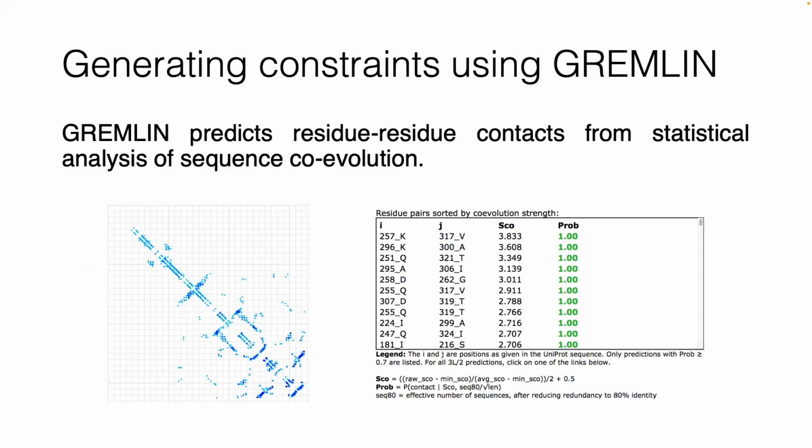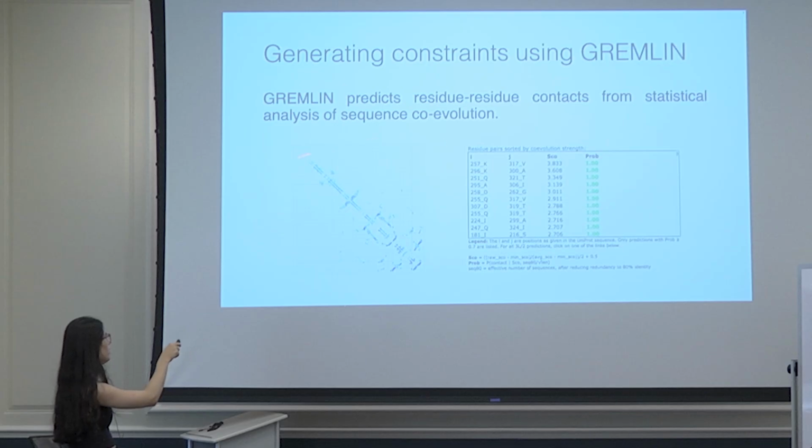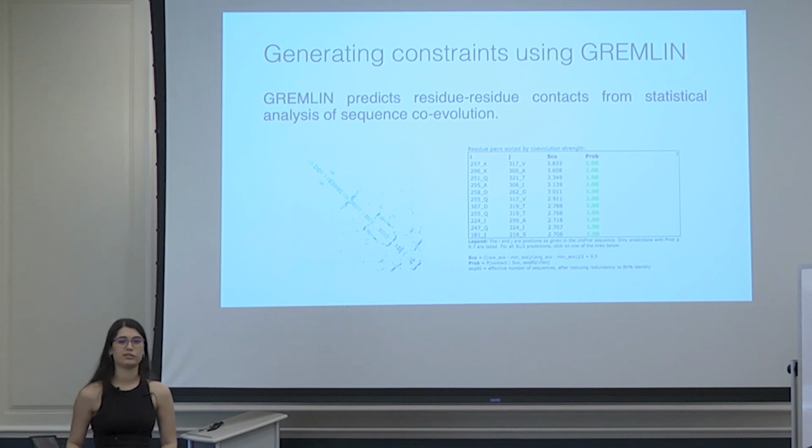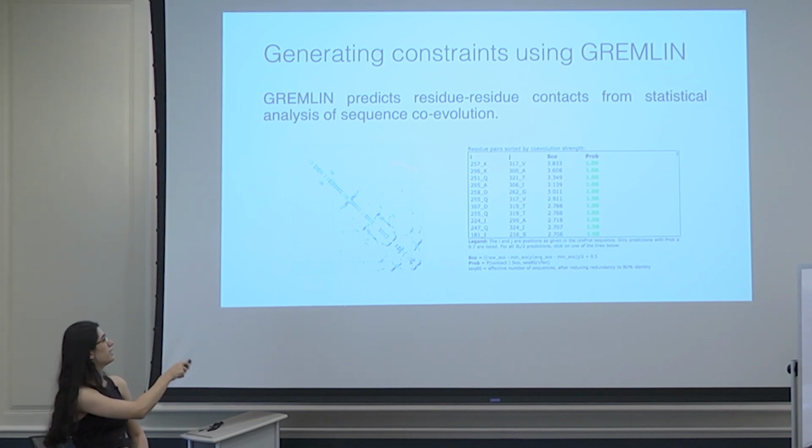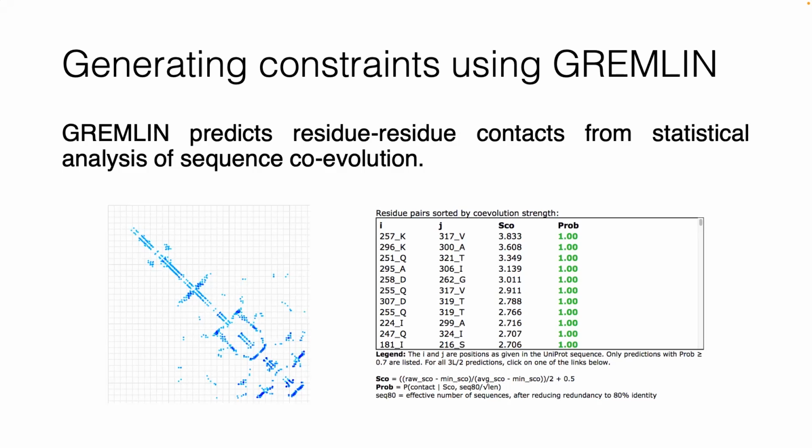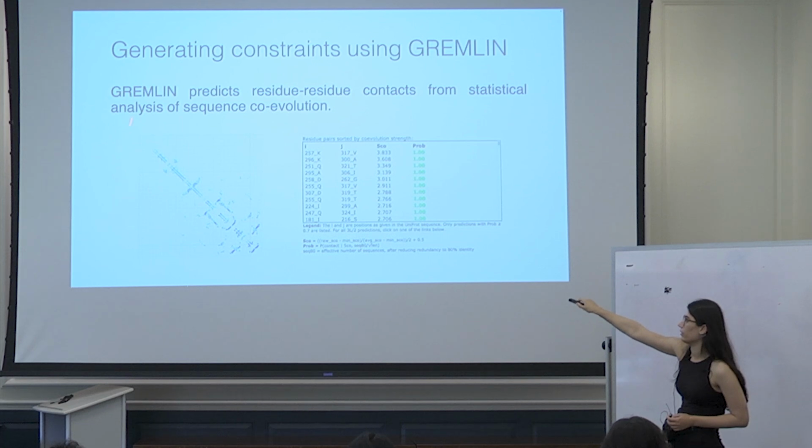This is from some time ago, but essentially Gremlin was developed by Sergei Ovchinnikov in David Baker's lab, and it is used to predict residue-residue contacts. So on the left here, what is this? Anybody know the name of this? We're going to call that a contact map. And what we have here is n by n. So let's say n is the number of total residues we have. And by plotting the distance for all the residues to each other, we can get an idea of their contact.